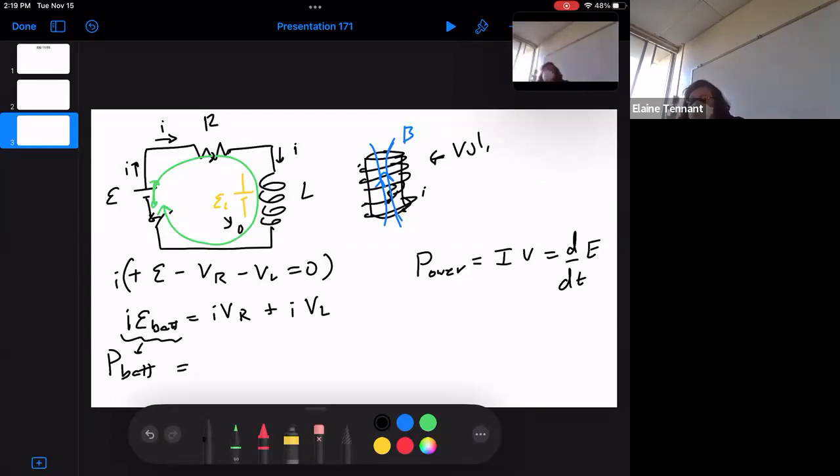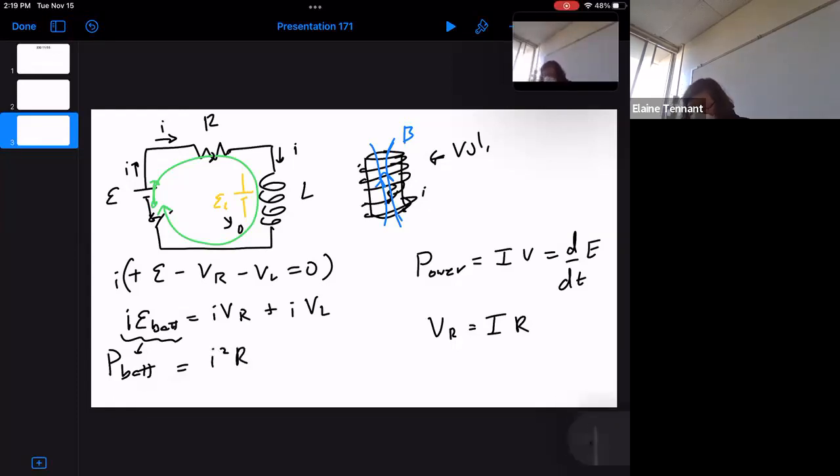For this voltage across the resistor, I know that it's just IR, just by Ohm's law. And if I'm multiplying this IR times another I, I get I squared R. I don't suppose that reminds y'all of anything. Okay, that should remind you of another equation for power.